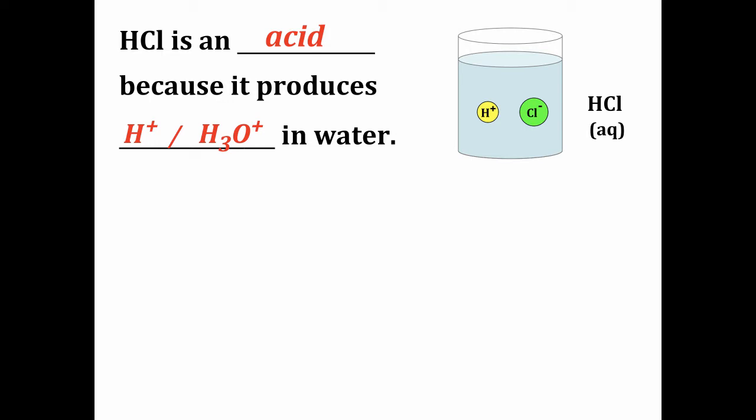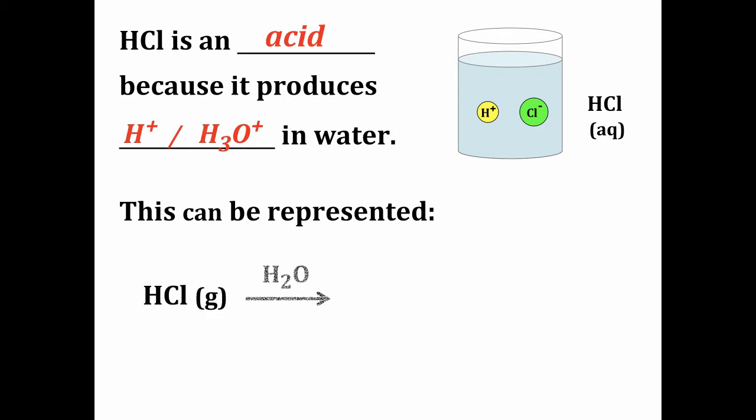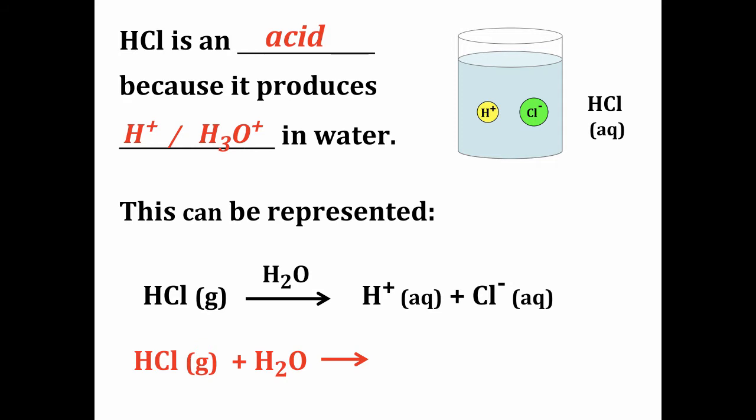So HCl, when it dissolves in water, makes H+ and Cl- ions, and we can represent this in the following way. HCl gas dissolves in water and forms H+ aqueous and Cl- aqueous, or more precisely, we really should say HCl gas combines with water to make hydronium ion H3O+ aqueous and chloride ion Cl-. And this is what makes something an acid. It produces H+ or H3O+ when it dissolves in water.